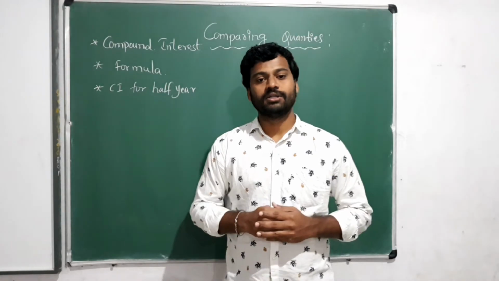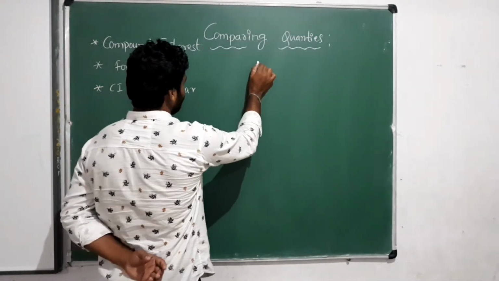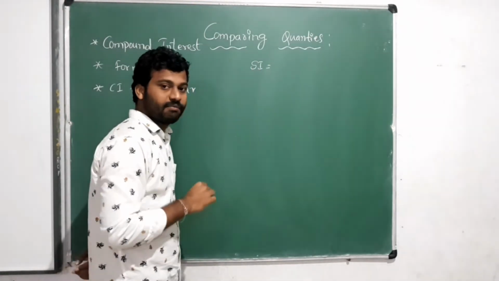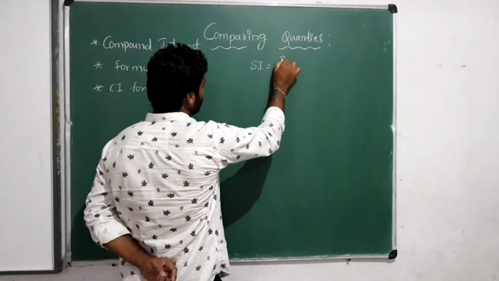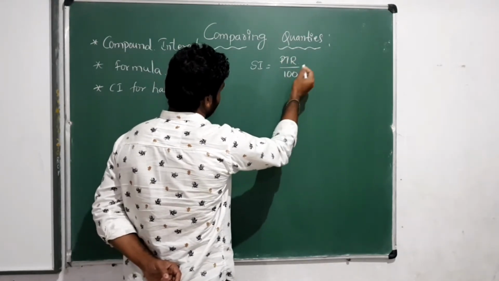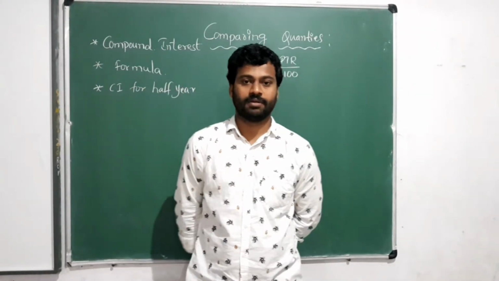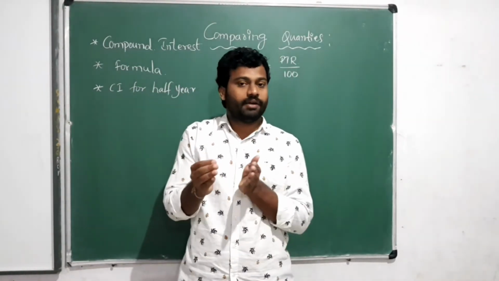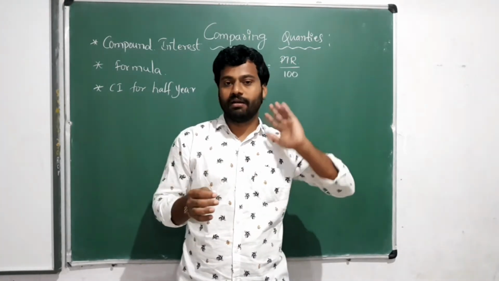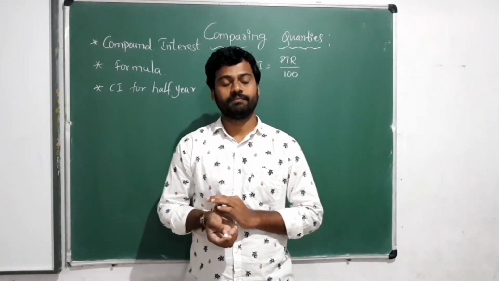Clear or not? So simple interest we write as SI. What is the formula to find the simple interest? PTR by 100. This is the simple interest. So I'll take one example, and I'll solve it and find out. Then you will come to know what the formula is and how to find it.